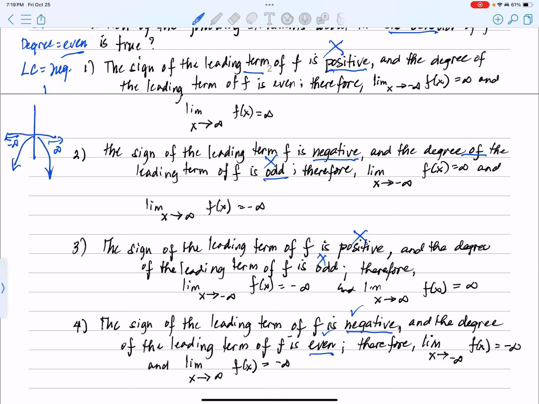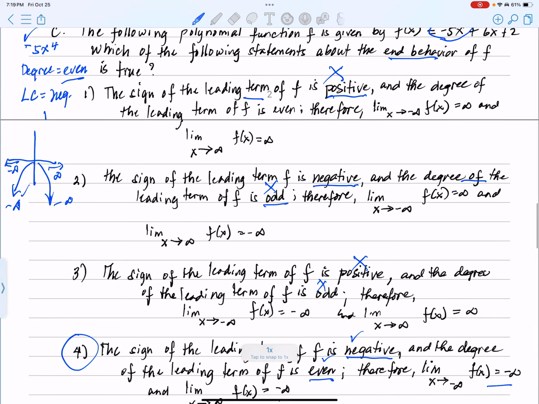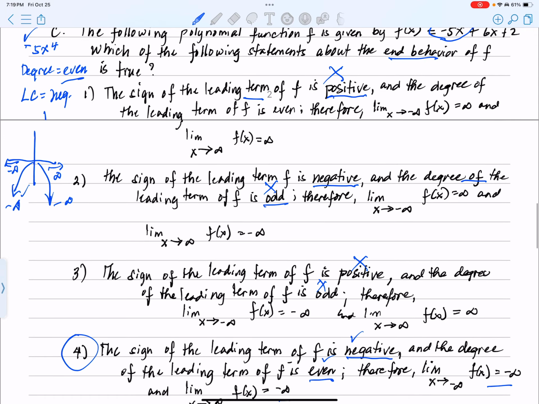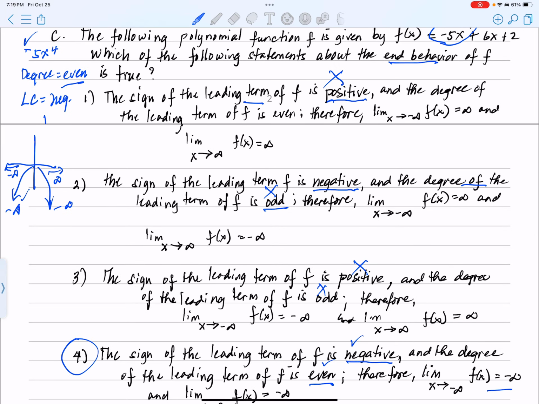Correct. Okay? Therefore, the limit as x approaches negative infinity is negative. Correct. Here from our sketch. And the limit as x approaches positive infinity, the function is negative. Correct. So therefore, this is the statement that makes the end behavior true. Easy, right? By just looking at it, you will know right away.